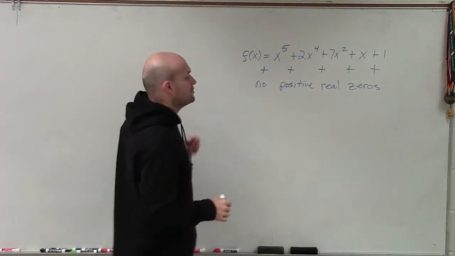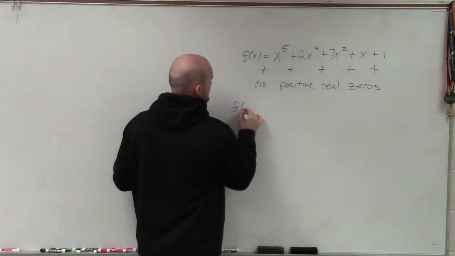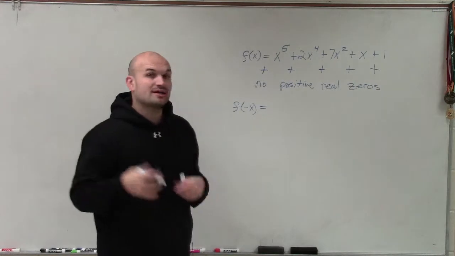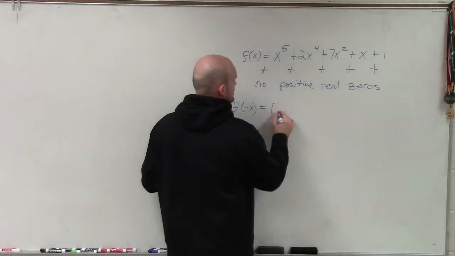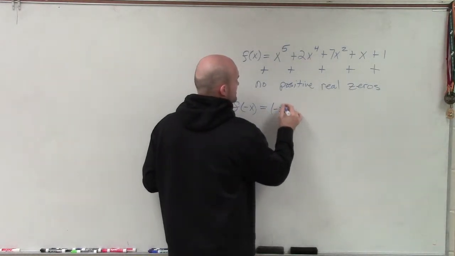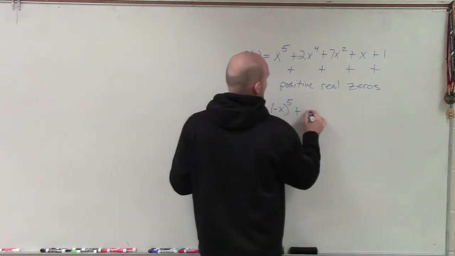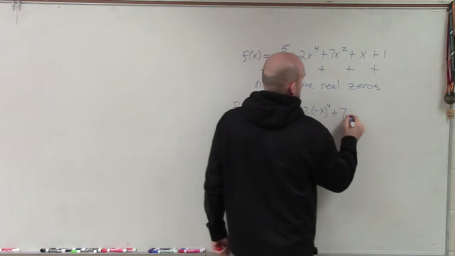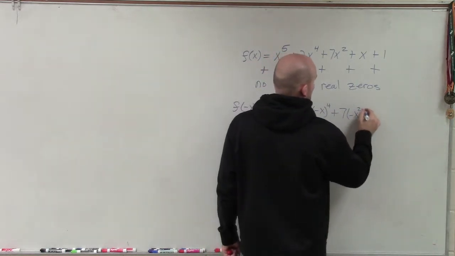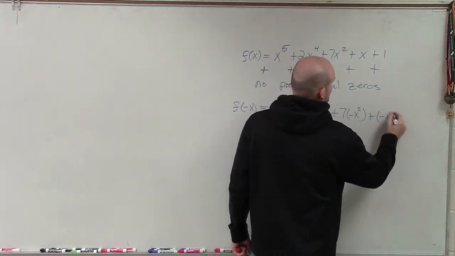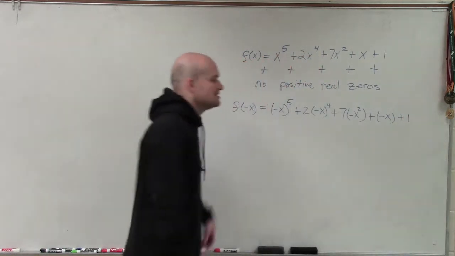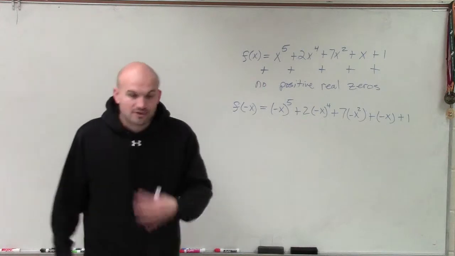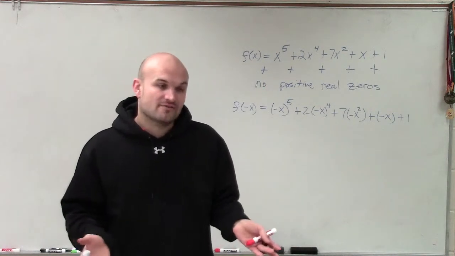Okay, so now let's determine the negative. To do that, what I need to do is evaluate for f of negative x. So now I'm going to plug a negative x into each input variable. So now it's going to be negative x to the fifth plus 2 negative x to the fourth plus 7 negative x squared plus negative x plus 1. You can see now my input variable is plugged in as negative x rather than just x.